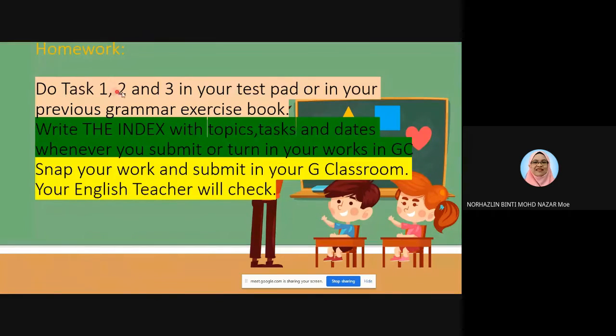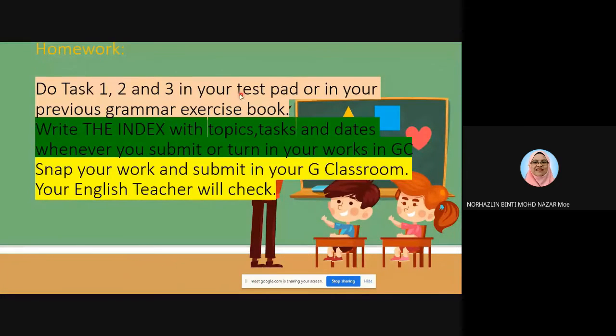Do task 1, 2, and 3 in your test pad or in your previous grammar exercise book. If you don't have your test pad, use your previous grammar exercise book. Did you throw it away? Don't throw it away. You have not yet sat for PT3. How could you throw it away? Don't throw it away. Your writing book, your grammar book from last year, you can use. Unless you saw the flood, then it's okay, you use a new book.